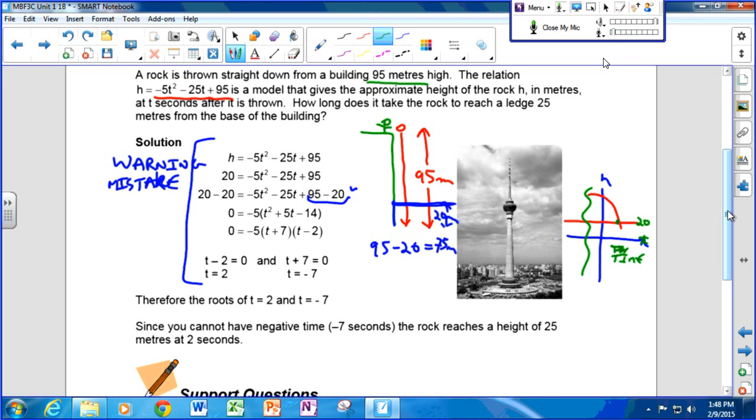Okay, so I think we're ready to try and solve this. So I'm going to have to open another page here.